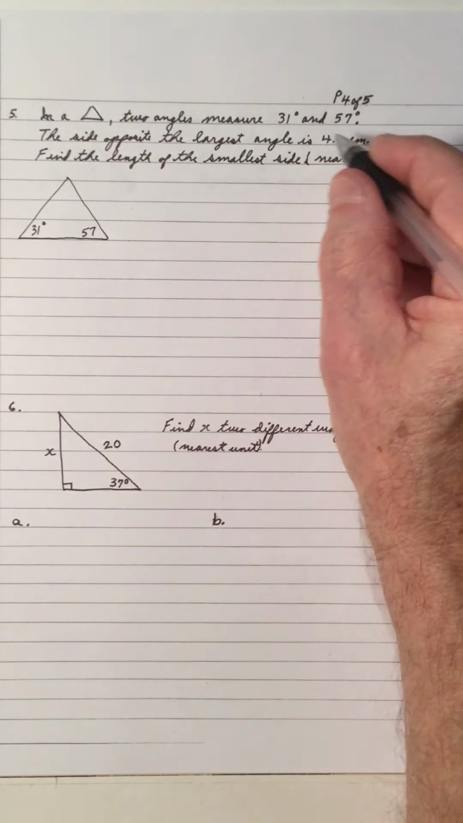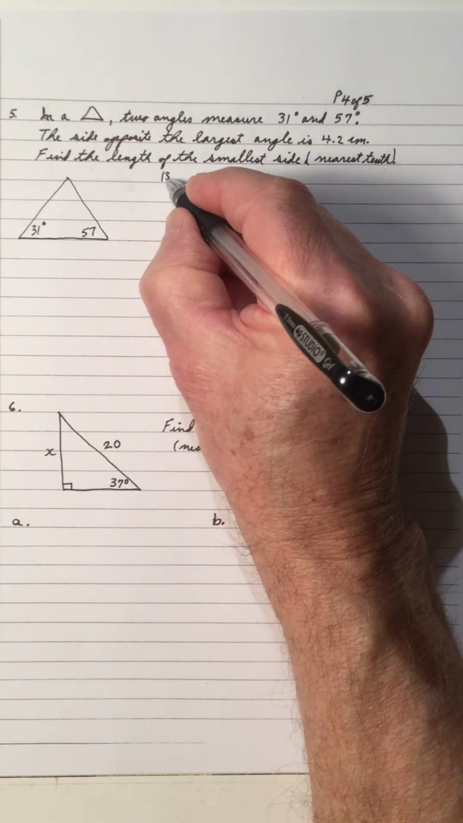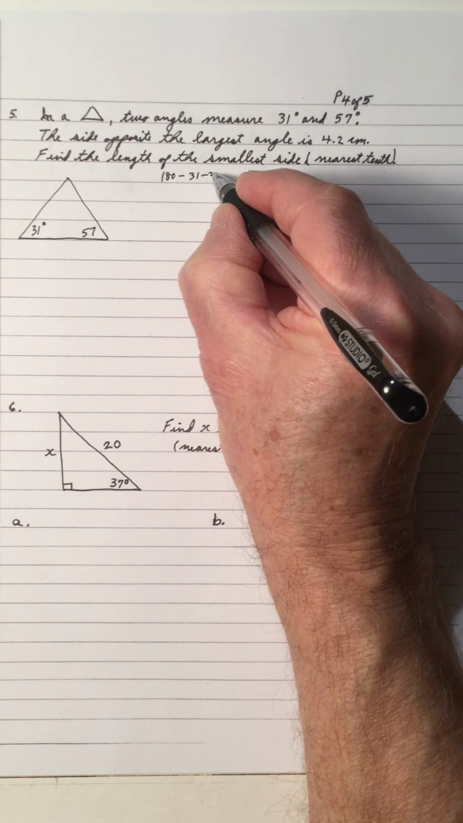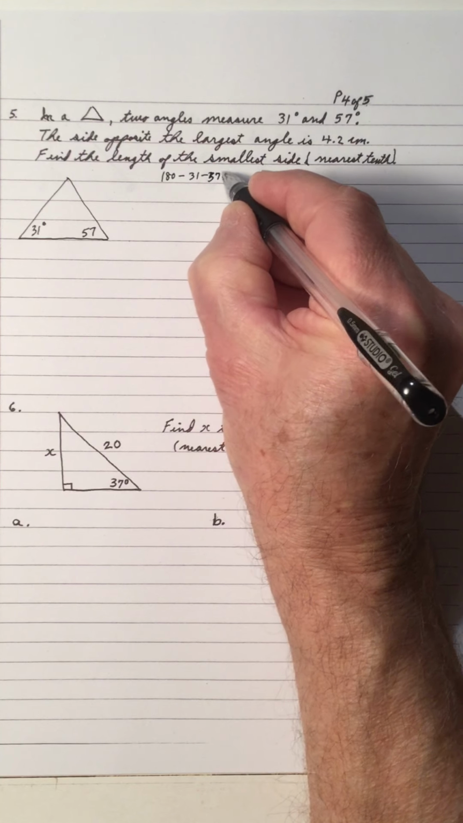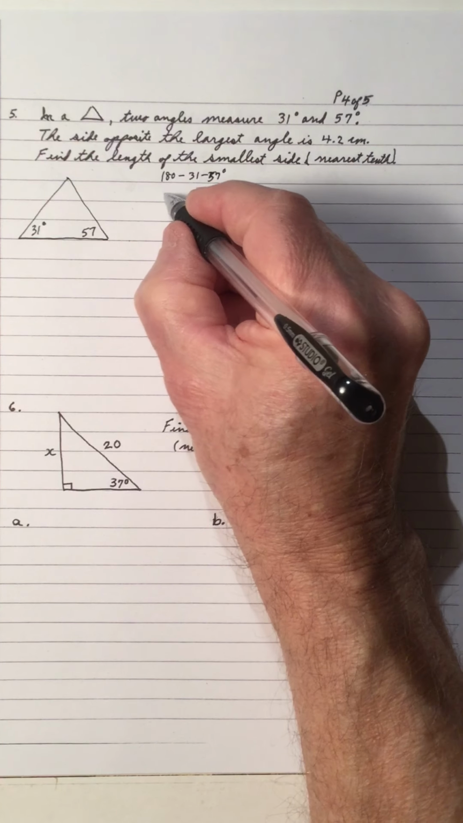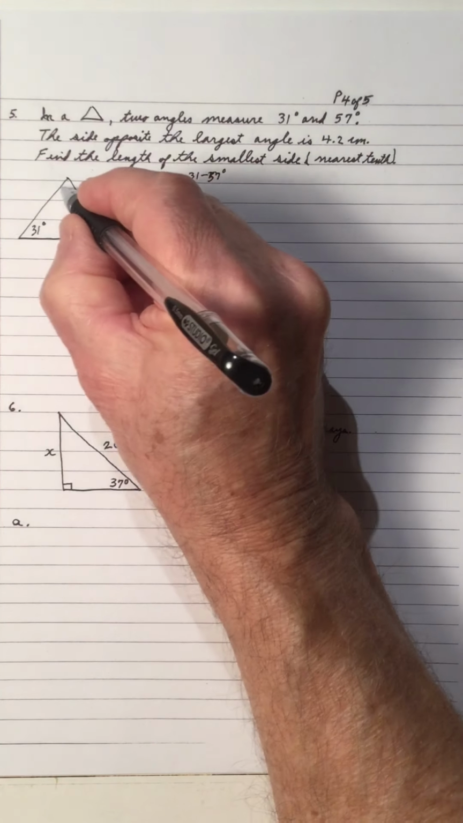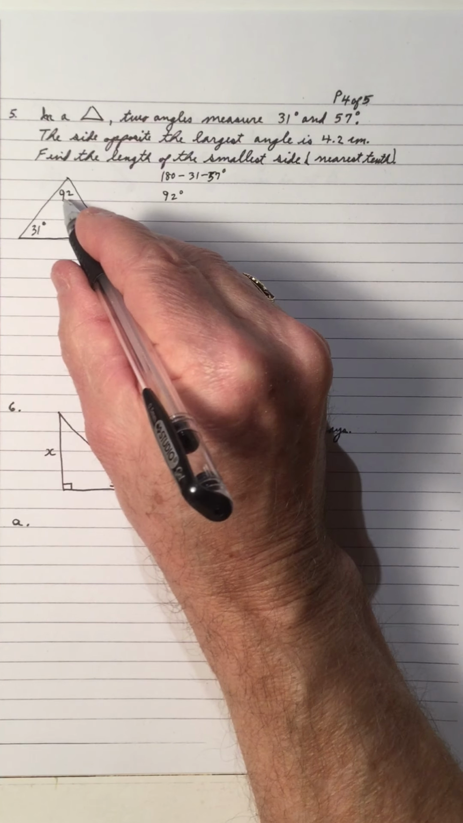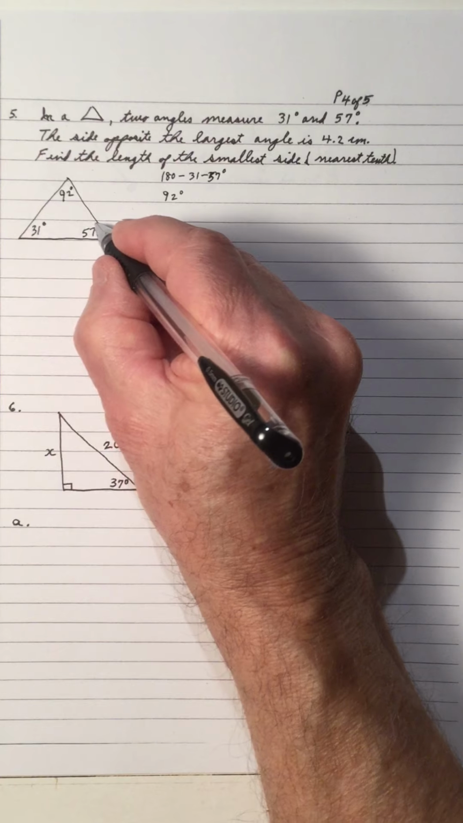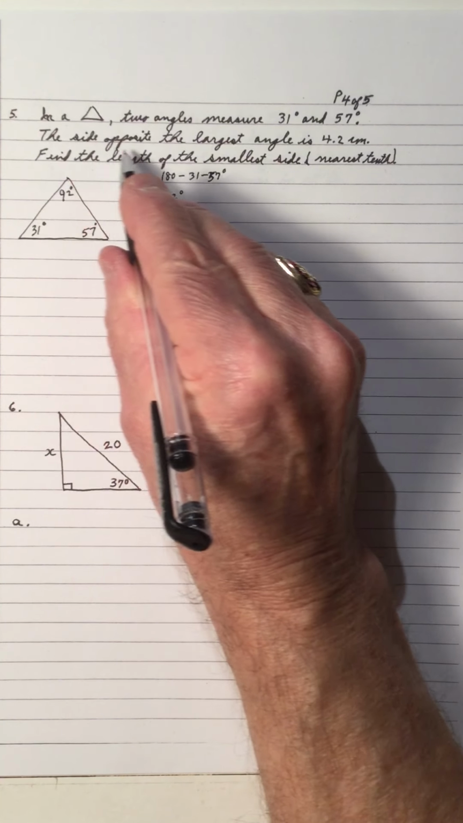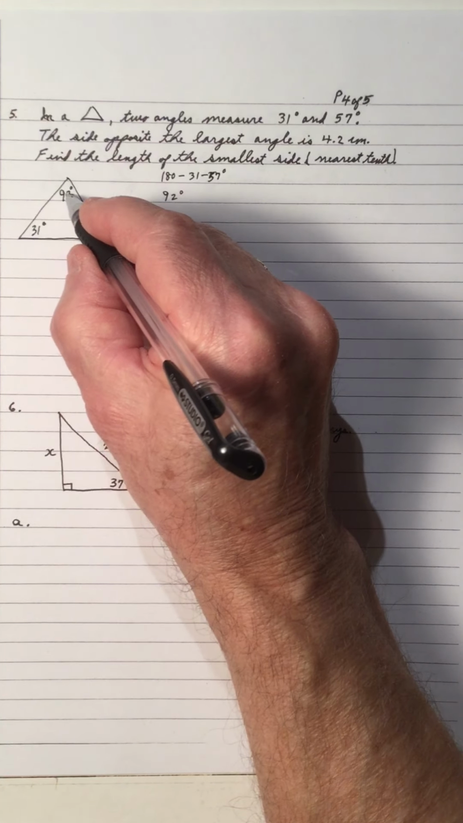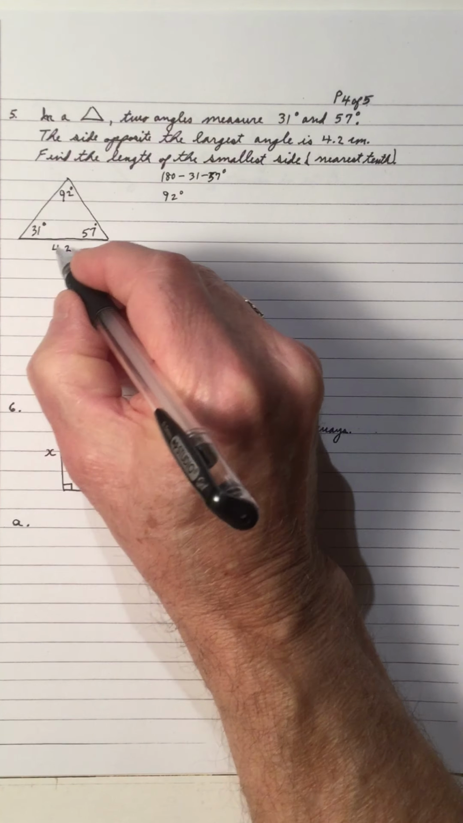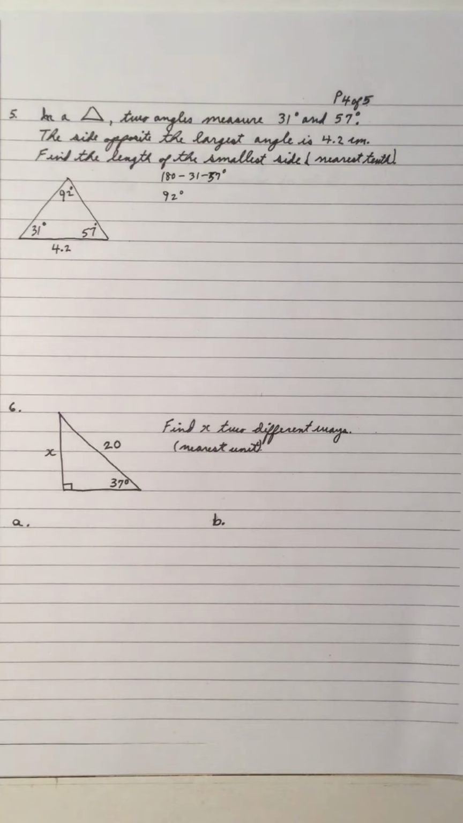So the angles of the triangle are 31 degrees and 57 degrees. Let's see what the other angle is. 180 minus 31 minus 57. So that angle ends up to be 92. So 31, 57, and 92 add up to 180 degrees. So the side opposite the largest angle: if this is the largest angle, then opposite that largest angle, which is the longest side, is 4.2.